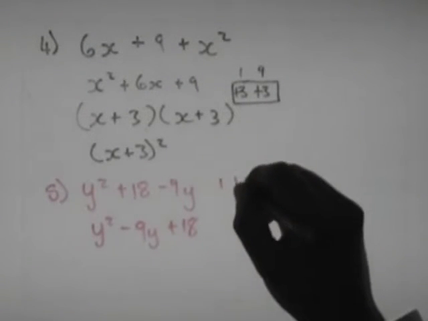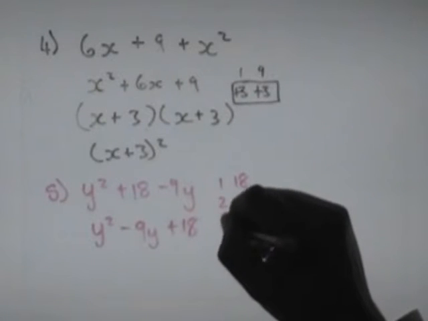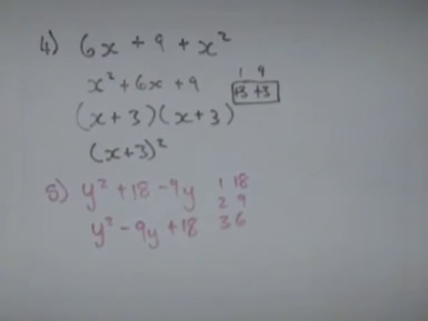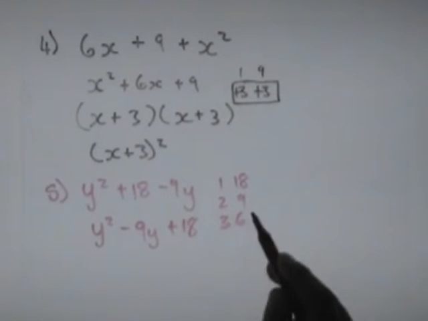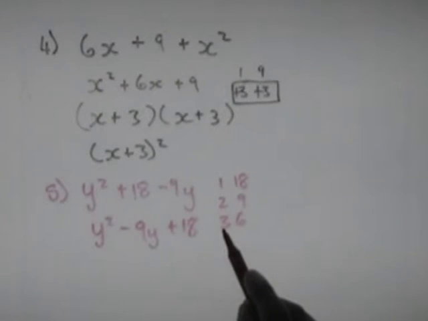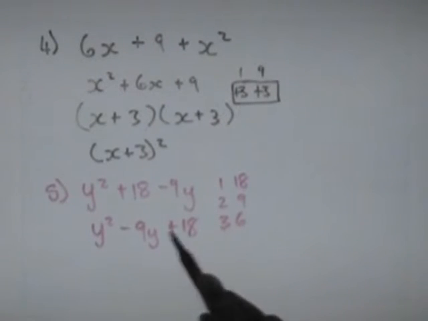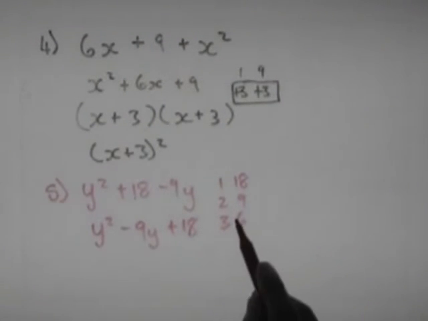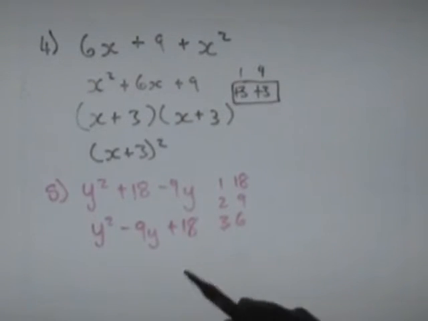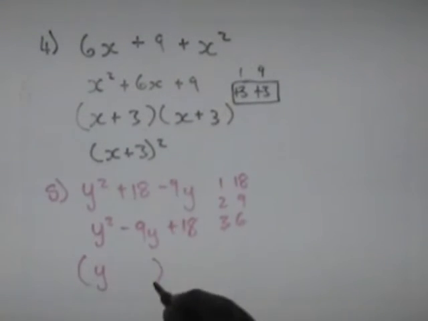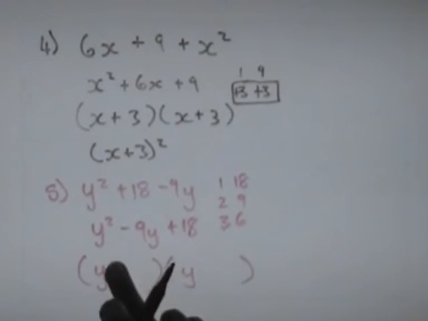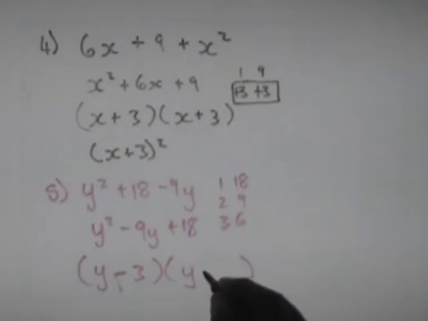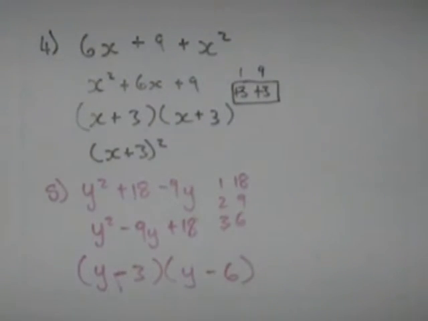Factors of 18 are 1 and 18, 2 and 9, 3 and 6, and that's as many factors as we have. Can any of these added together or subtracted give us negative 9? What about 6 and 3? Negative 6, negative 3 will give us negative 9. Negative 6 multiplied by negative 3 will give us positive 18. That means that our two brackets will read y minus 3, y minus 6.